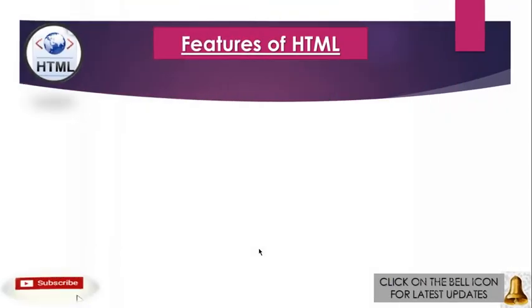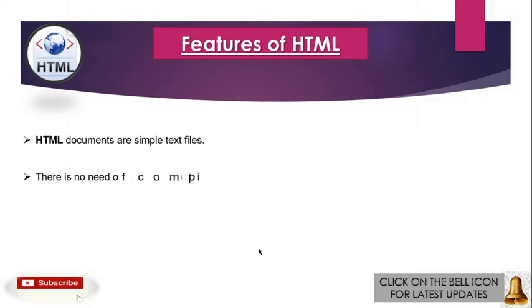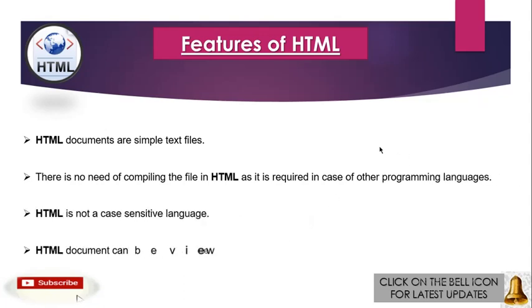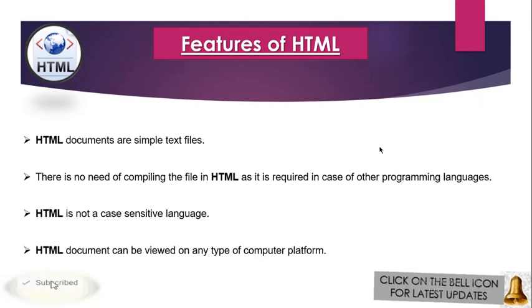Moving on. Here we will discuss the features of HTML. Now you have understood what HTML is, and what hypertext and markup language are. So now we will discuss some features of HTML, why it is popular, and why you can use it. First, HTML documents are simple text files. We only use English words to write the code of HTML.